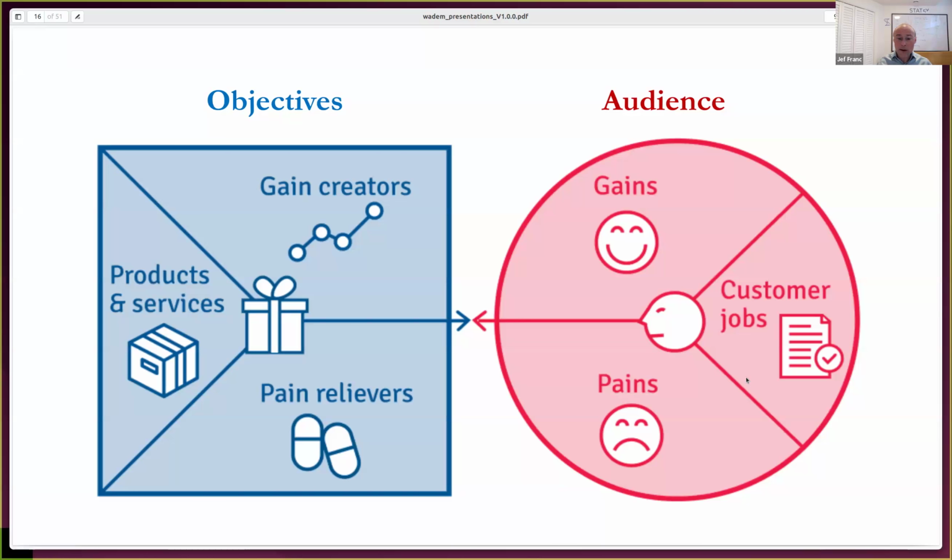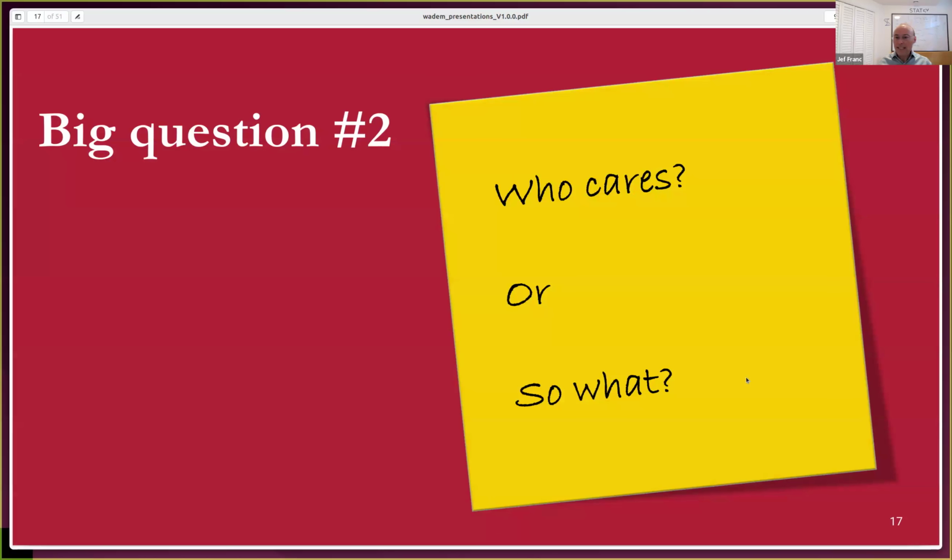So I can talk about my research, but the question is, to my audience, is this part of their job? What are the gains from my research, or what pains does it relieve? Okay. Why? This is the who cares question, or what Joost Behrens, one of my mentors, calls the so what question. So you've proven something with your research. Who cares, or so what?